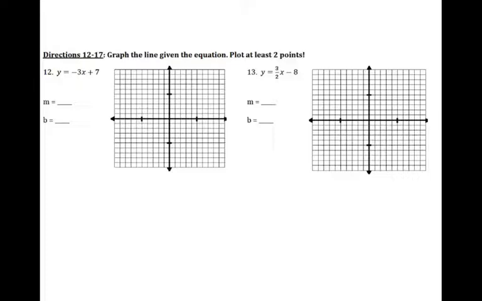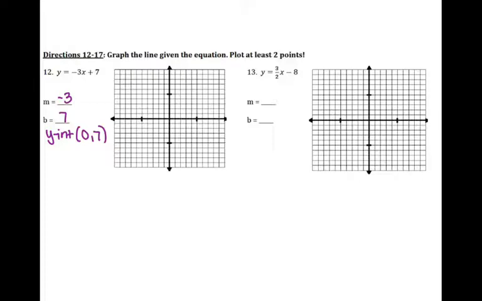So if I look at number 12, it is in the y equals mx plus b form. So that means I can identify my slope, which is the number in front of x. So in this case is -3. And my b is what we're adding and subtracting, so that is 7. Now, I always want you to write your y-intercepts as a point. So my y-intercept for this is 0, 7. And that is how you are going to start your graphing.